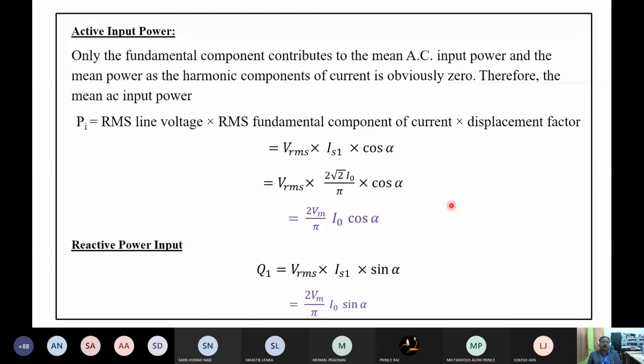Active input power. Since there is a phase difference, there must be active power and reactive power. Here alpha is equal to phi, so the active power is RMS line voltage, RMS fundamental component current into displacement factor. Displacement factor cos phi is cos alpha. So it is 2 Vm by pi I naught cos alpha. Reactive component will be PRMS IS1 sin alpha.